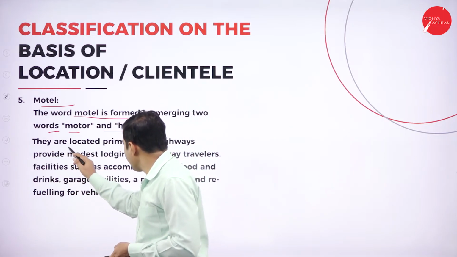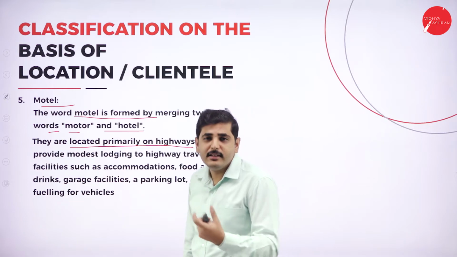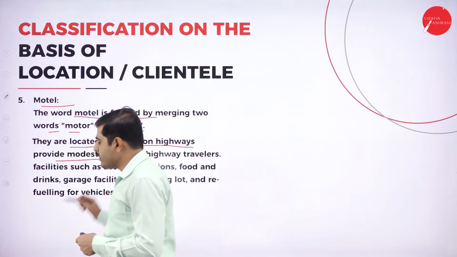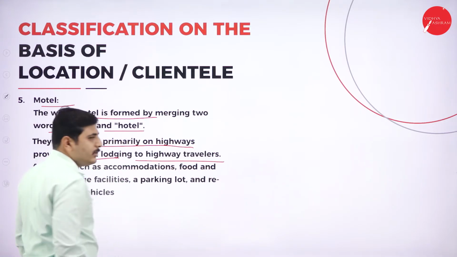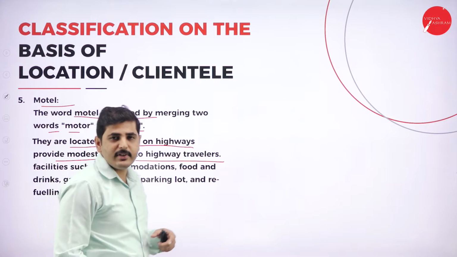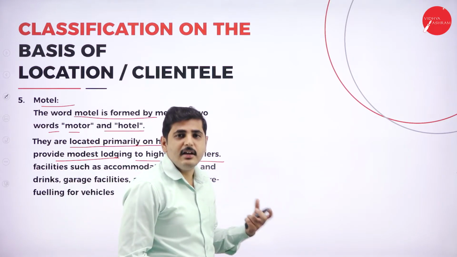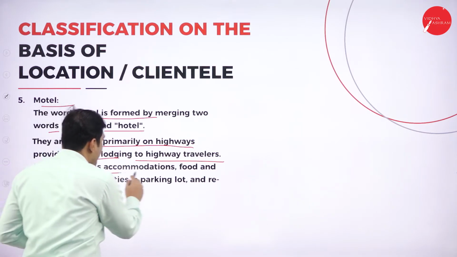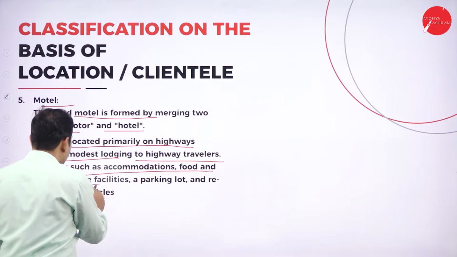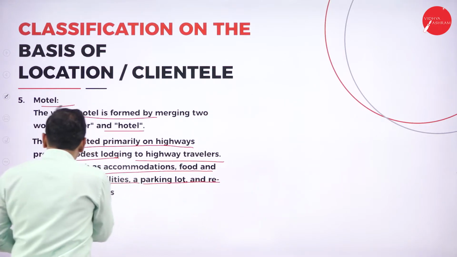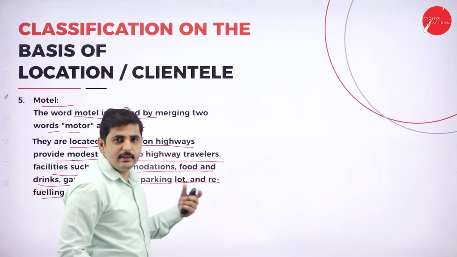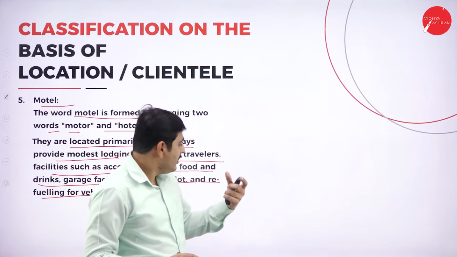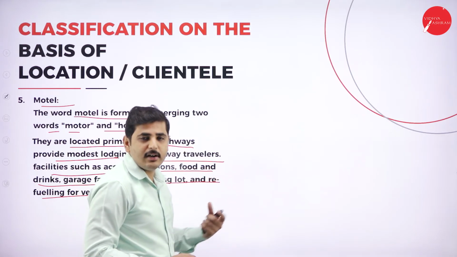So they are located primarily on highways. Usually these hotels are located primarily on the highways, and provide modest lodging to highway travelers. These hotels will provide lodging and also food, beverages and other facilities for highway travelers. Facilities such as accommodation, food and drinks, garage facilities, parking lot and refueling facilities. Usually they are located on highways, and what facilities can they provide? They can provide refueling for their vehicles, and also garage facility.